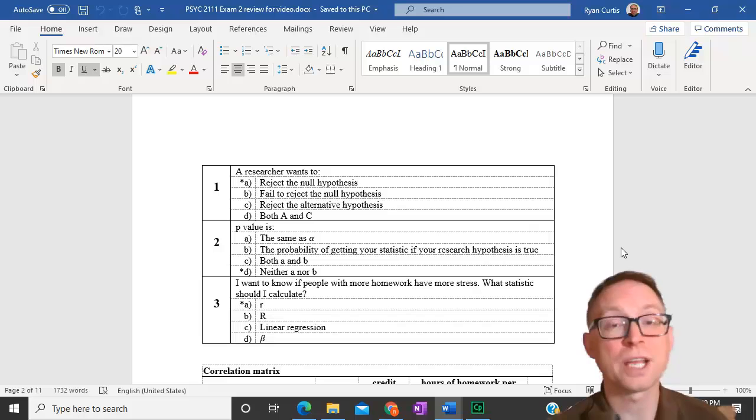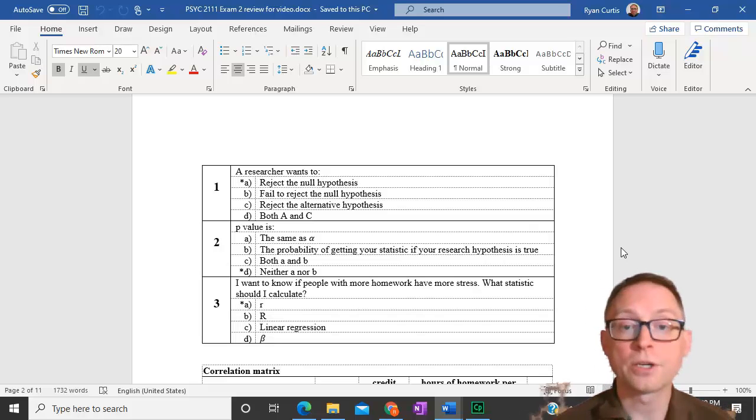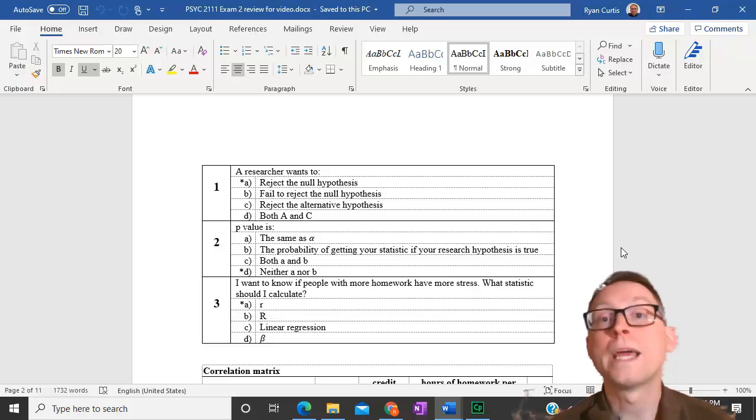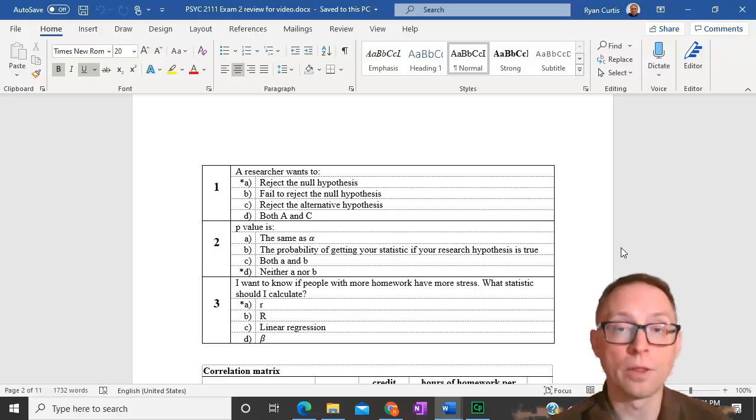in unstandardized form. Now, a beta is only used in a multiple regression, and it is the effect of one variable on the other, like homework on stress, taking out the effect of all other variables. Pearson's r doesn't do that. In this case, you only have two variables, so you do a Pearson's r.